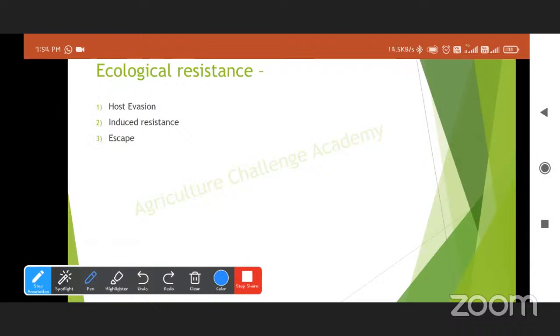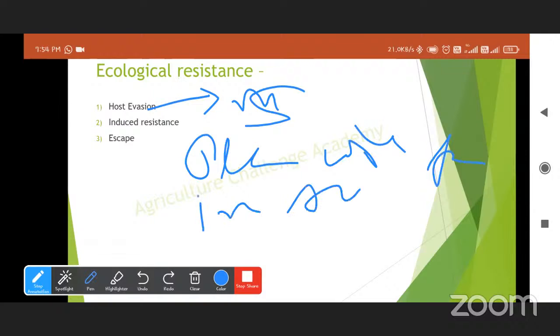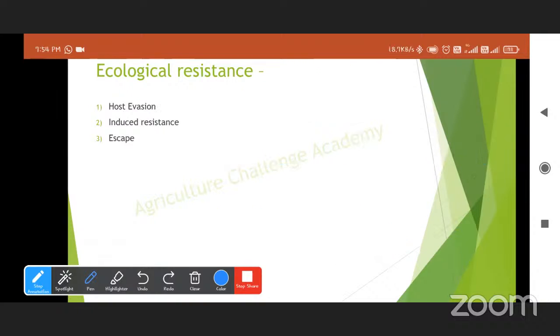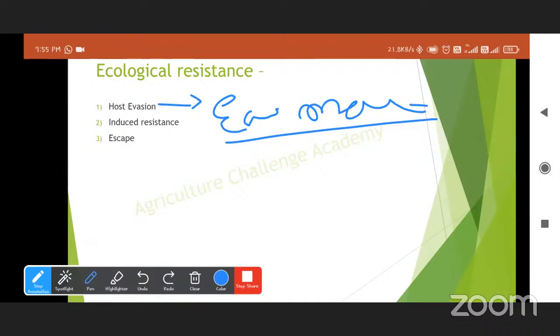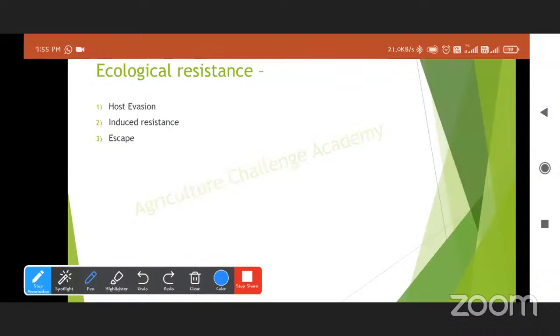Host evasion. What does host evasion mean? It is passing the most susceptible stage of the crop quickly. The plant is able to quickly surpass the susceptible stage when the number of insects is less. Its example is an early maturing variety. Some early maturing varieties are very effective in avoiding pest attack, just because they pass the susceptible stage at unfavorable environmental conditions.